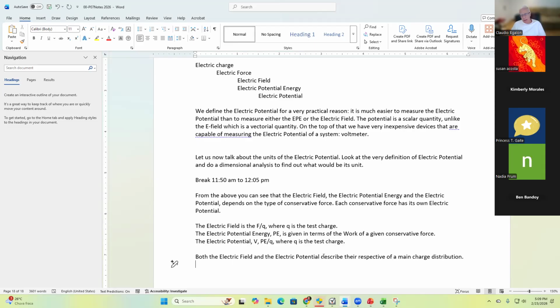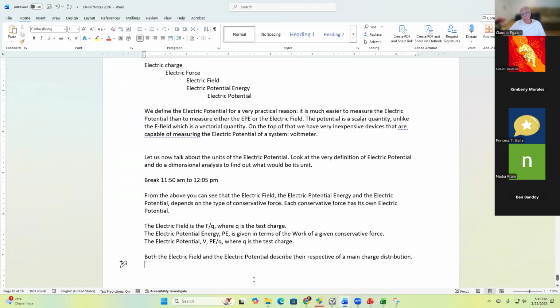And why did I do that again? I did that because there are devices out there that measure the electric potential in a much easier way. It's much easier for you to measure the electric potential than to measure the electric field or the electric potential energy. I have a device right here. Okay, this is a multimeter. Any multimeter that you're going to see out there has the capability of measuring the electric potential, but not the electric potential energy. And in order for you to get a device that measures the electric field, you need to buy a very expensive device. Okay, this one here doesn't measure the electric field, but it measures the electric potential.